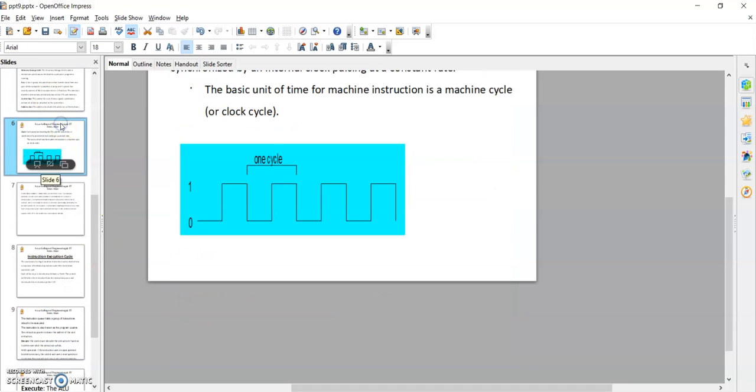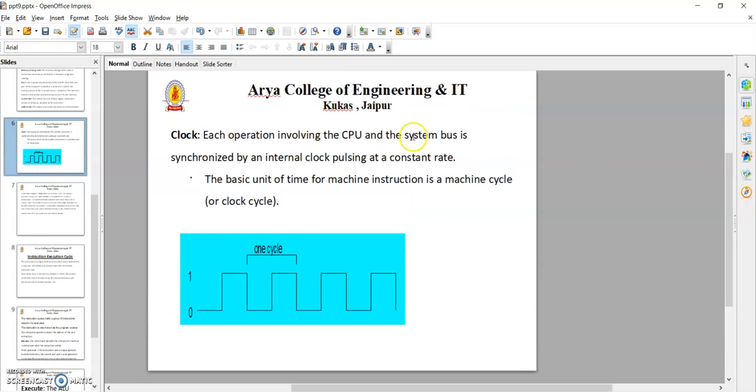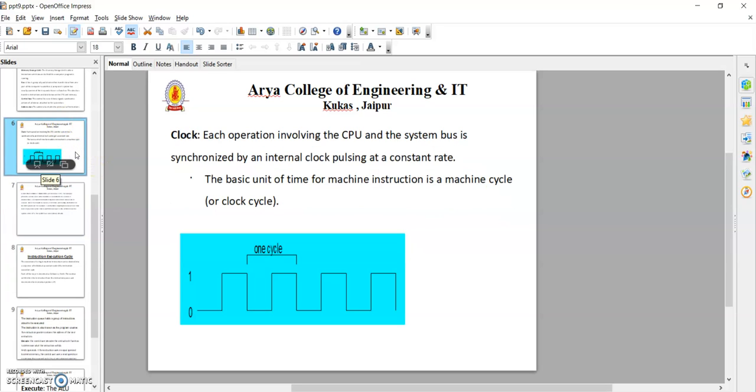If we talk about the clock, each and every operation involving the CPU and the system bus is synchronized by an internal clock which is pulsing at a constant rate. The basic unit of time for a machine instruction is a machine cycle, also known as a clock cycle. They can see that at 0 it is lying down, and at 1 it is moving upward. We can see how a cycle is operating with the clock.